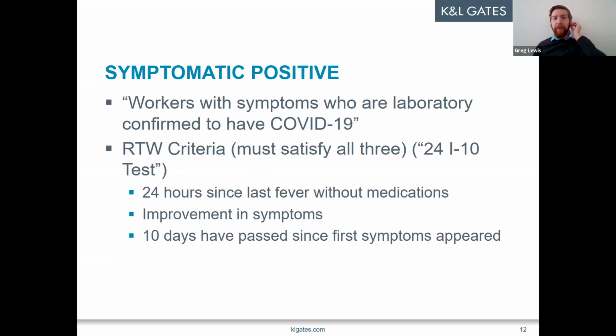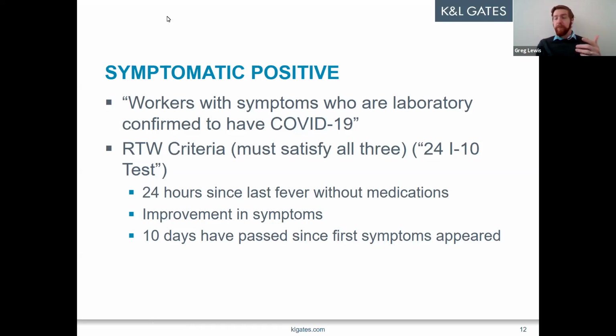So we're going to start off with the symptomatic positive individuals. These are individuals who have symptoms and have been laboratory confirmed to have COVID-19. Self-explanatory, symptomatic individual, positive test. And in order for this individual to return to work, they have to satisfy all 3 prongs of what I'm going to refer to as the 24I-10 test. And what that means is they have to go 24 hours since the last fever without any fever-reducing medications.